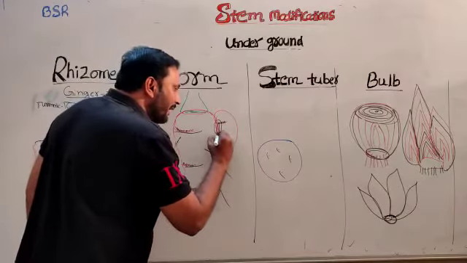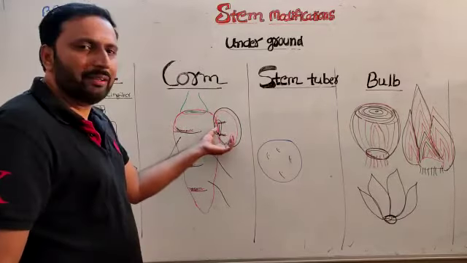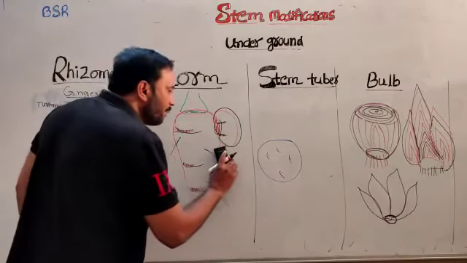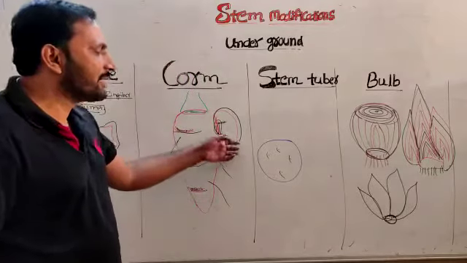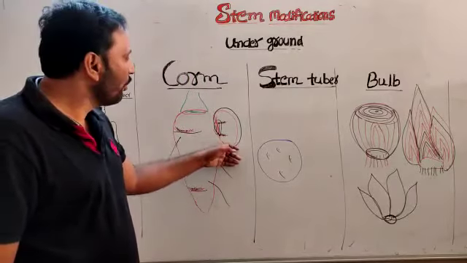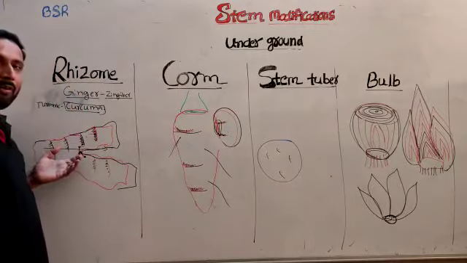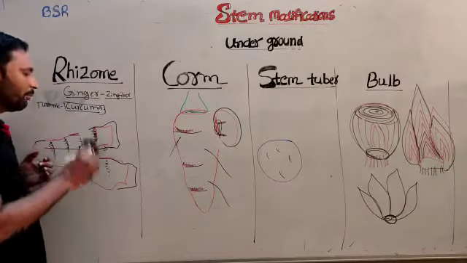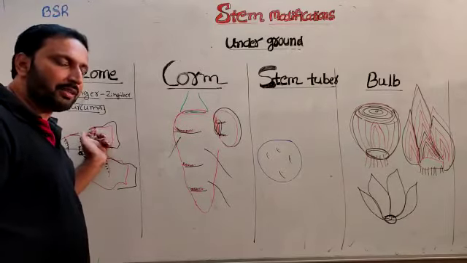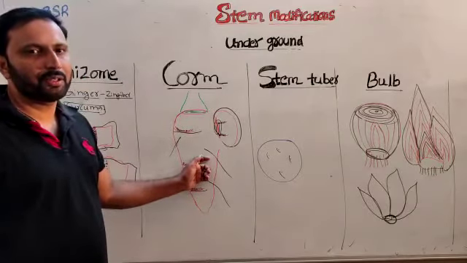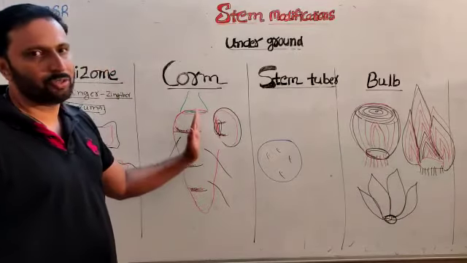Axillary buds are there. The axillary bud is forming a daughter corm. When the daughter corm detaches from the mother plant, it can survive as an independent plant. So the corm is helpful for vegetative propagation. Even rhizome is also helpful for vegetative propagation when the branch is cut off from the mother plant and survives as an independent plant. The difference is that here the stem grows horizontally below the soil, here vertically below the soil.